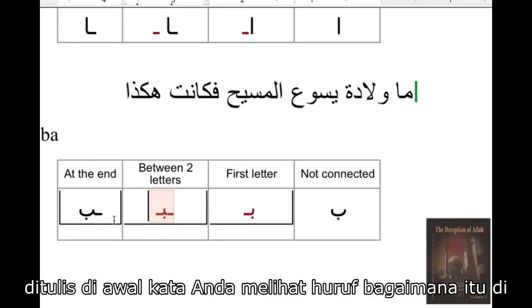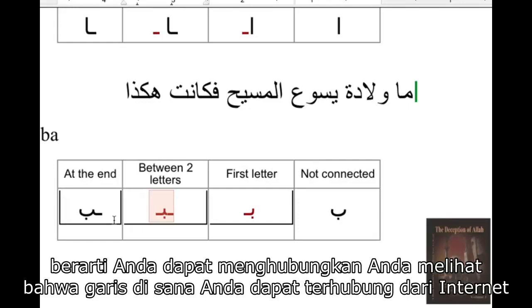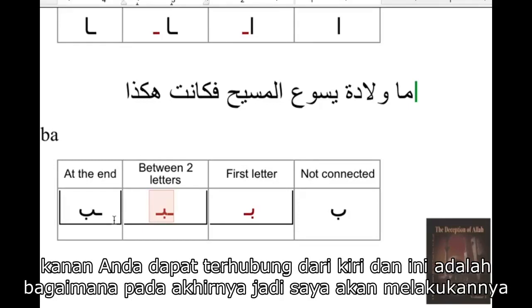And this is how it's written in the beginning of the word. You see the letter how it is in the beginning, and this is how it is in the middle, which means between two letters, which means you can connect. You see the line there, you can connect from the right, you can connect from the left, and this is how it is at the end.